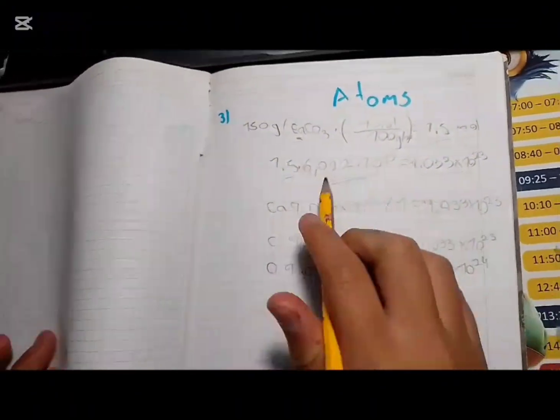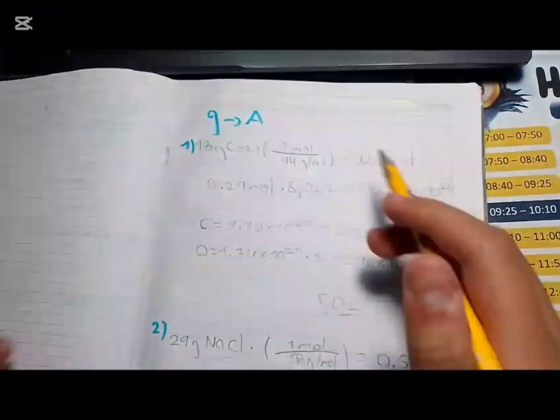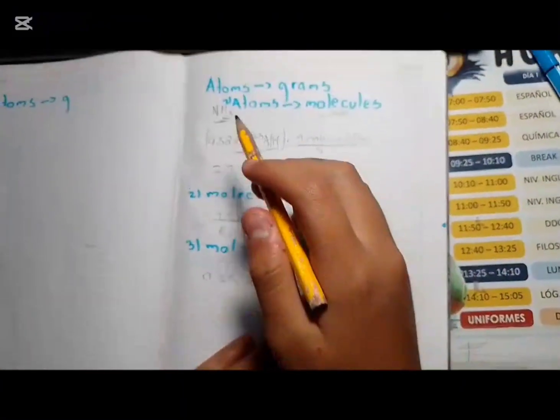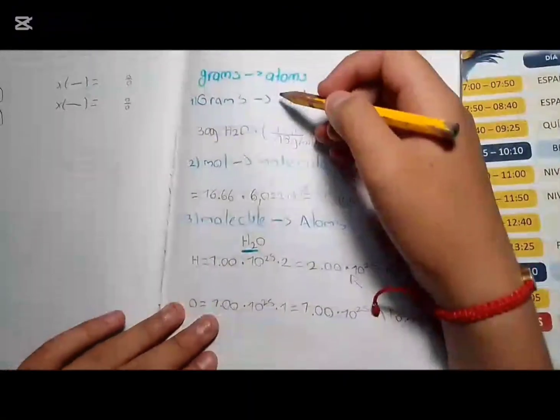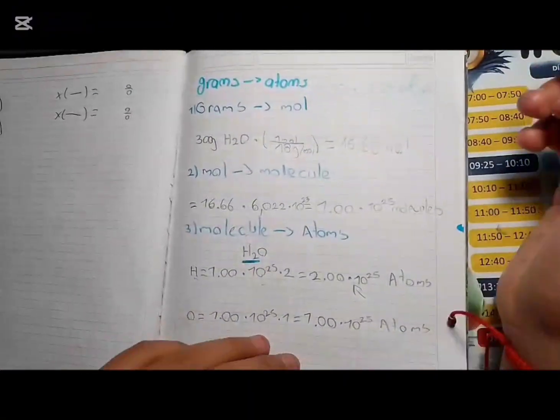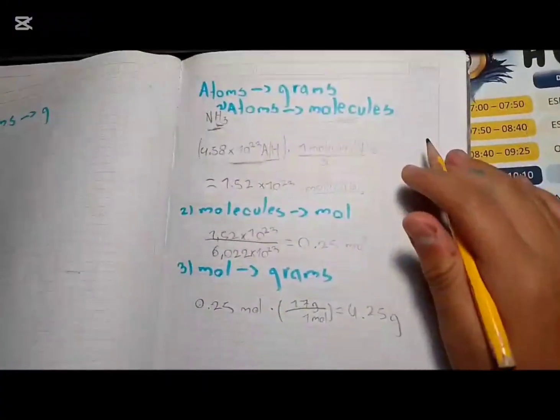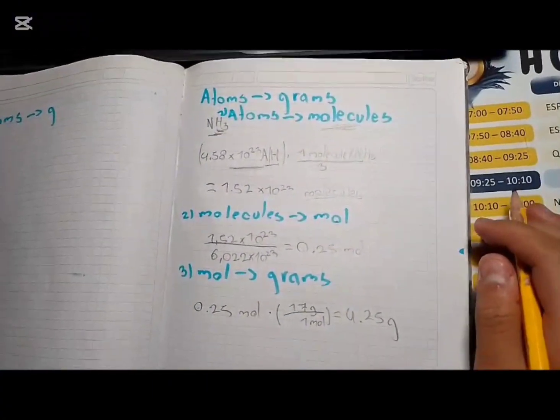And I have 1, 2, 3, 4, and 5 exercises. That is 4 of grams to atoms and 1 of atoms to grams. Thank you, teacher.